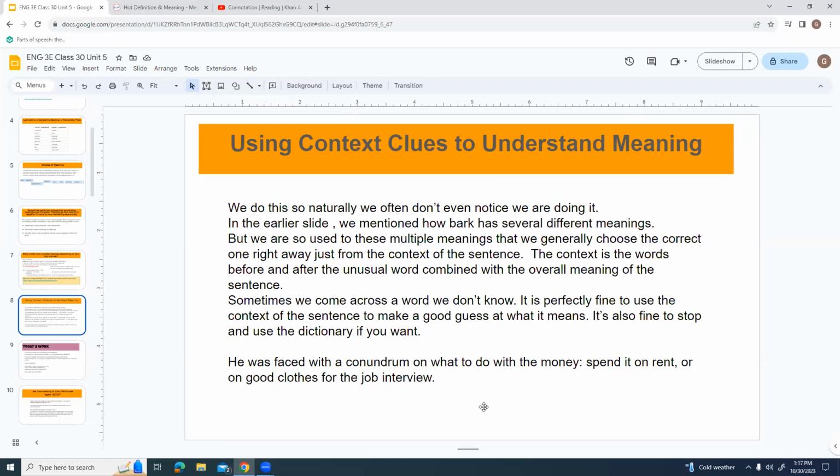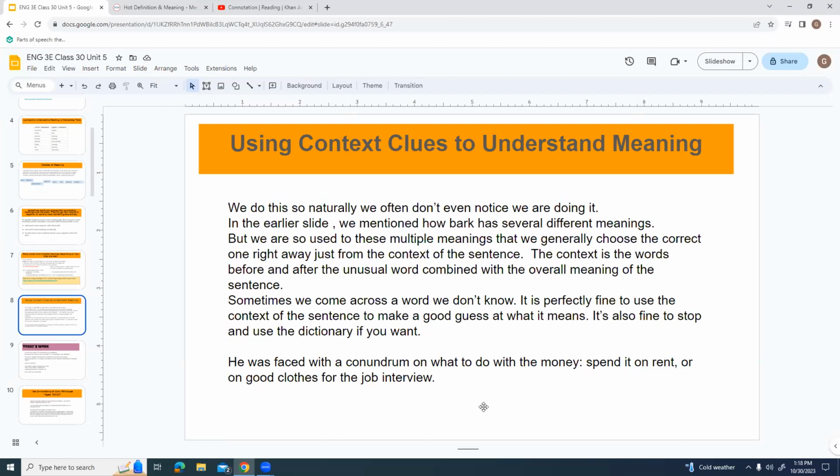If somebody uses a word that we don't know, we often just make a guess at it. I mean, if it's really important and we don't get it, we'll ask, but we make a good guess a lot of times, right? We're so used to all these multiple meanings that we generally choose the correct one right away. The context is like the words before and after the unusual word combined with the overall meaning of the sentence. And like I said, sometimes you come across a word we don't know. It's perfectly fine to use the context of the sentence to make a good guess. It's also fine to stop and use the dictionary if you want.